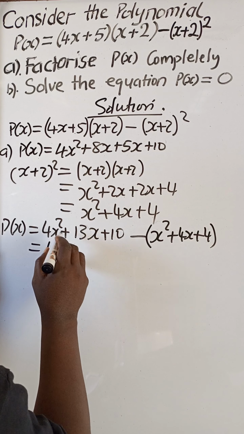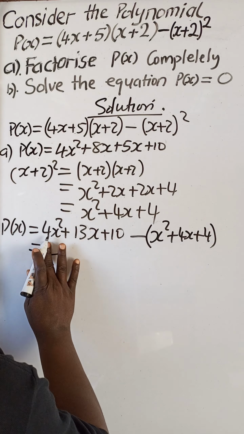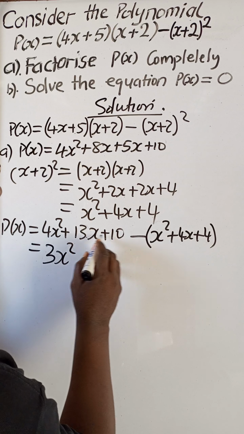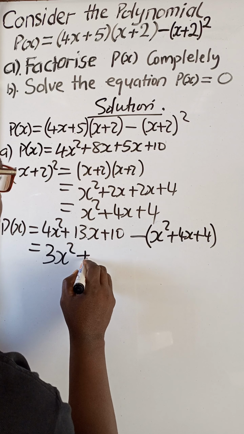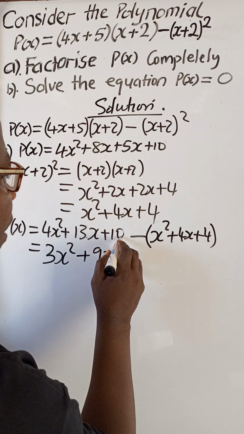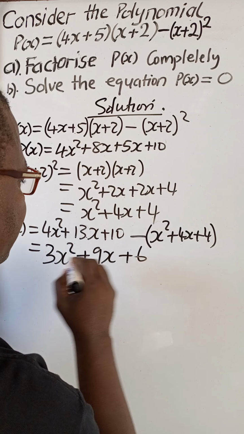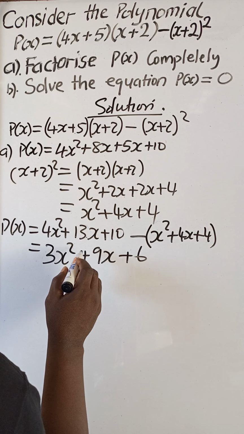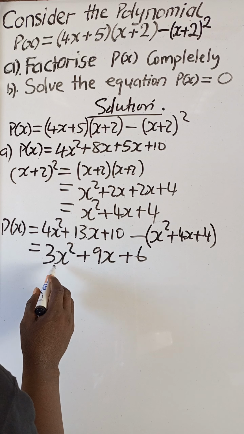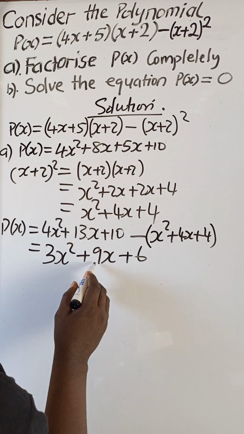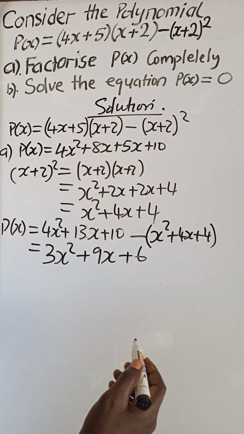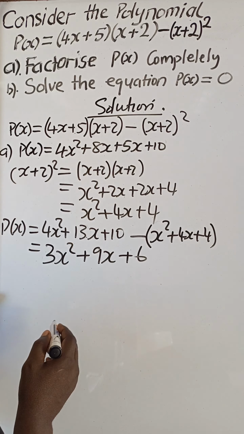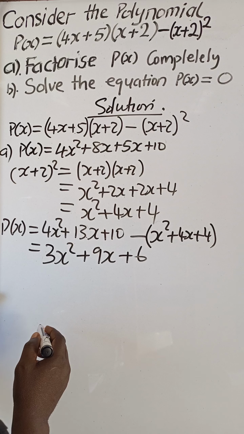So that gives us 4x squared minus x squared gives us 3x squared. 13x minus 4x gives us 9x. 10 minus 4 gives us 6. So p of x in its expanded and simplified form will be 3x squared plus 9x plus 6. Now we have to go ahead and factorize this quadratic.